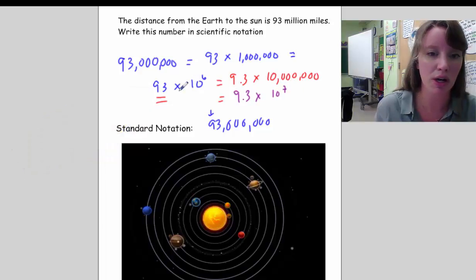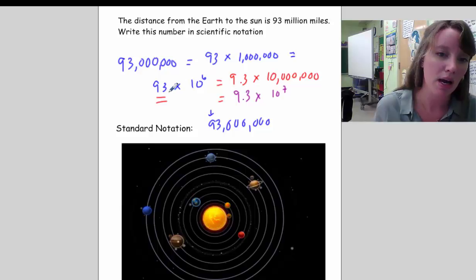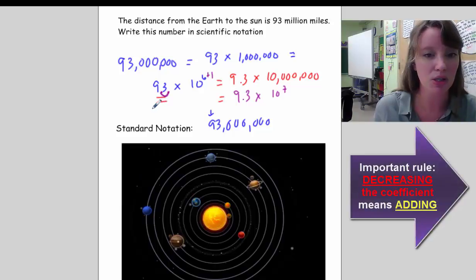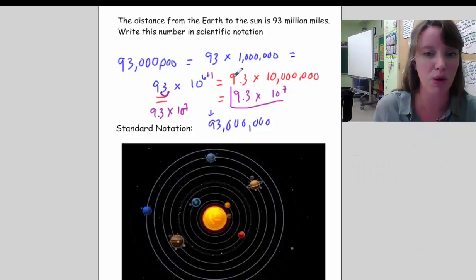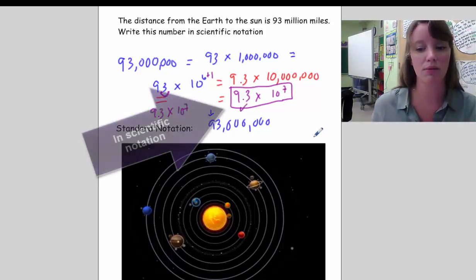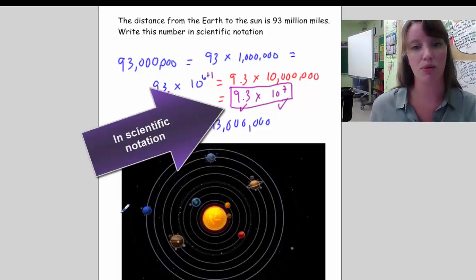Okay, so I could have seen this by noting that if the decimal place was here, I want one more power of 10. If I divide by another power of 10, I'd have to add 1 to the exponent. So I'd go 9.3 times 10 to the 7th, which is exactly what I got when I rewrote it as 9.3 times 10 million. This number is in scientific notation because you have a coefficient between 1 and 10, and you have a power of 10.